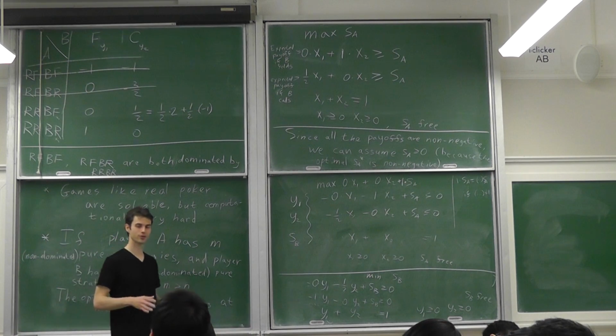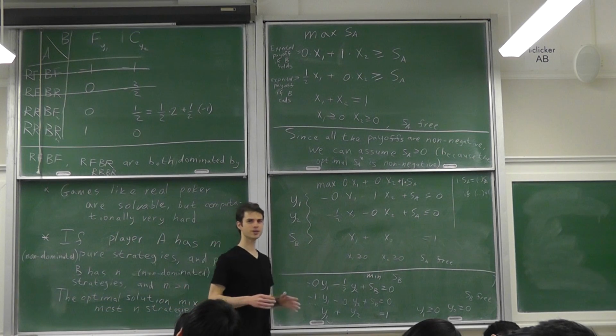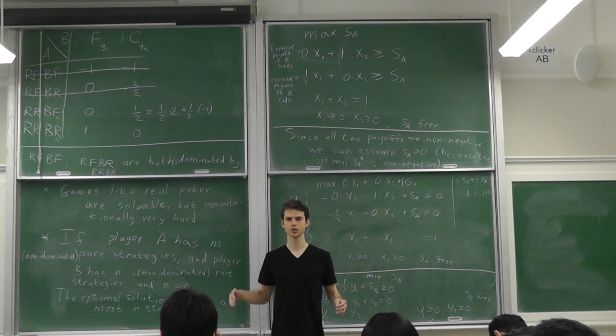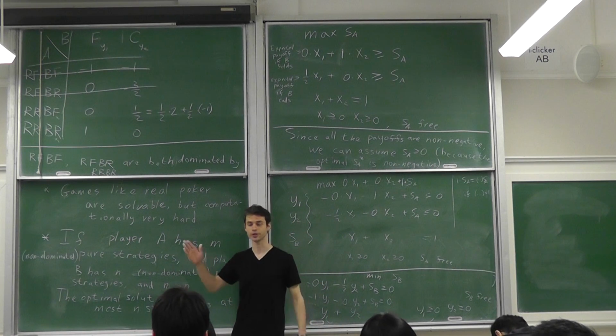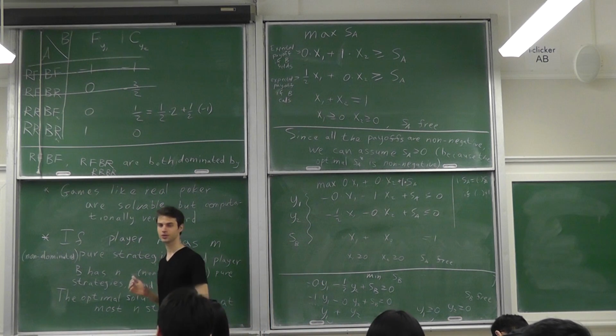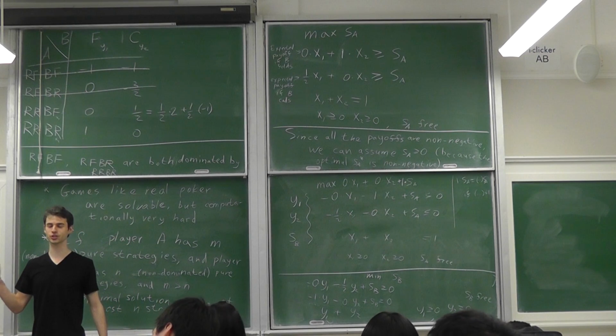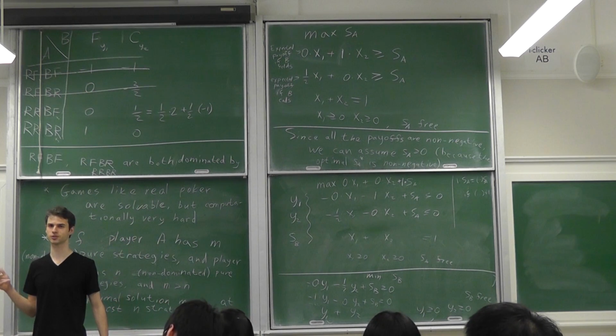So in the kind of example that I described, there are lots and lots of possible choices for player A, let's say 1 million, and only 2 possible strategies for player number 2. You know that the optimal strategy will be either a pure strategy or a mix of 2 strategies for player A.